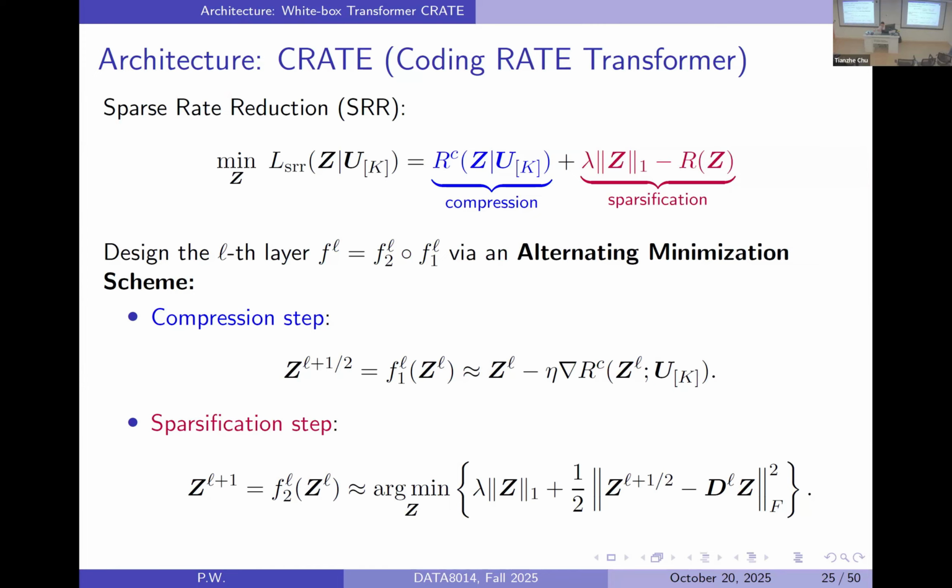And then in the second step, we do what? We sparsify the compressed tokens, generating Z^{L+1}, right? The second step is like a suitably relaxed proximal gradient step to optimize the R, the L1 norm of Z minus R of Z, right? Okay, now let's take a look at the details.